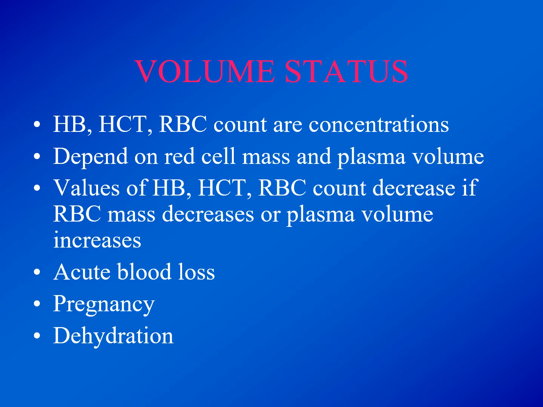So hemoglobin, hematocrit, and RBC count are concentrations. So they will depend on so many factors. They will depend on the red cell mass and plasma volume. The value of hemoglobin, hematocrit, and RBC count decrease if RBC mass decreases or plasma volume increases. This can happen, for example, in pregnancy, where there is increase in red cell mass, but more increase in plasma volume. So the hematocrit in pregnancy tends to drop, particularly in the third trimester. If somebody is dehydrated, severe dehydration, there's loss of plasma volume, and consequently the hematocrit can go up.